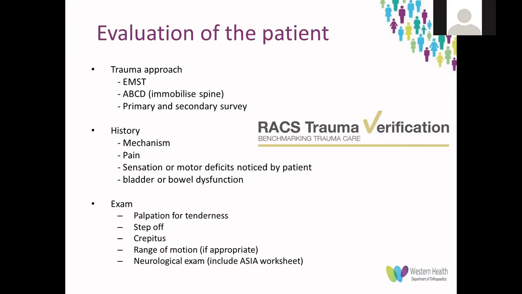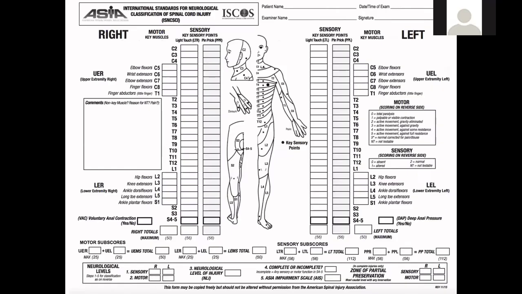So on examination, clearly you're going to undertake your primary and secondary survey, but specifically for the C-spine, looking for palpation of tenderness, any obvious step-off, crepitus, and if appropriate, range of motion. I'll go through the Canadian C-spine rules, which discuss range of motion and when that's appropriate, and then a neurological examination. Probably the most common sheet that we've seen is the ASIA classification. I won't go through all of that, but it's relevant to know in terms of neurological examination.